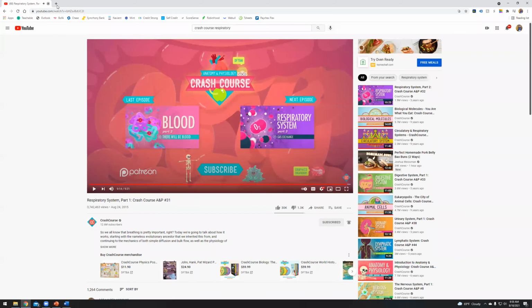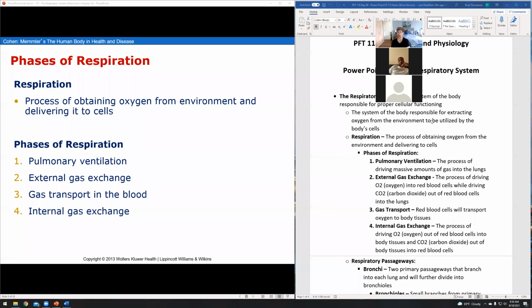Okay, so lungs are kind of a fun one. There's a lot of working parts here, but there's sort of two main things that are happening, kind of like he mentions, right? There is bulk flow, and then there is also simple diffusion.